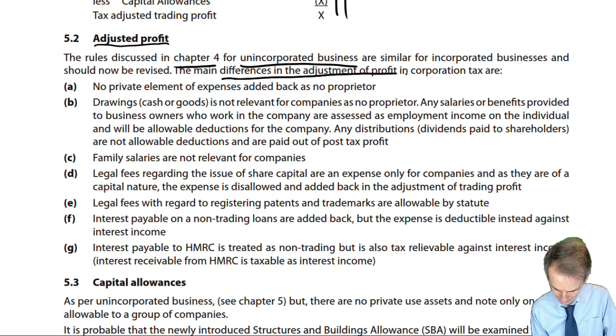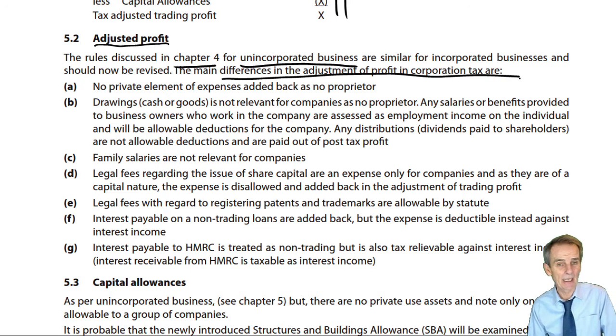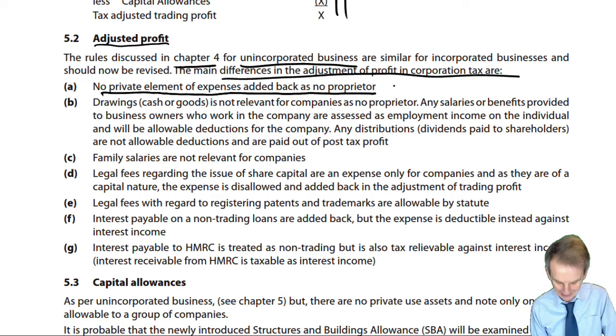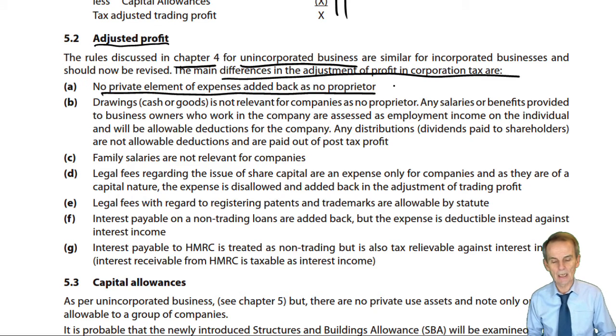The main differences are, as we said in our introductory previous lecture to corporate tax, there's no private element of expenses to be added back, as there's no private use by the proprietor. There is no proprietor there. So where you'd see private use on things like motor expenses, where the car is being expensed through the unincorporated business, there's no private use issue here.